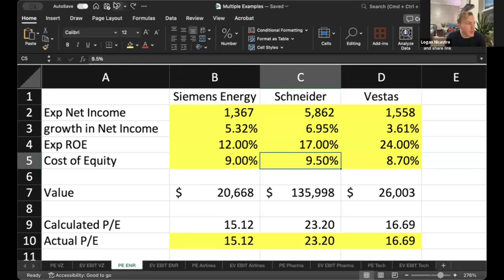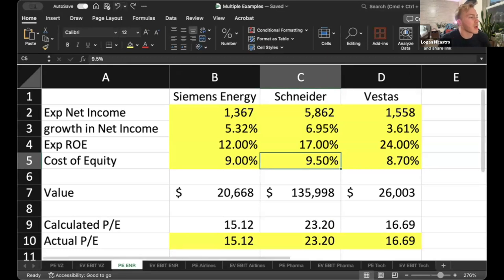Why is Vestas trading at a premium to Siemens? Both the cost of equity is lower, so therefore Vestas has a lower risk, but also the spread is much larger than Siemens. You're looking at what is that, 14? No, 16. Sorry, 16 versus a 3. So for those reasons, the one thing that does hurt Vestas is the fact that their growth rate is lower for net income, the 3.6 versus the 5.32.